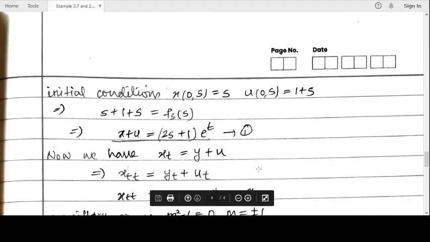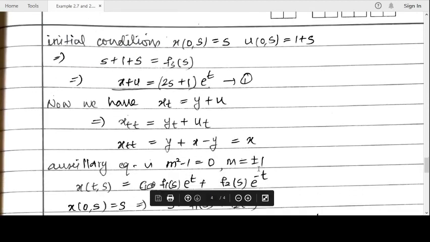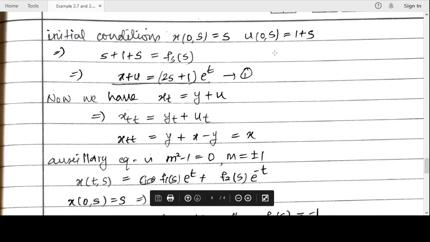Now we have the initial conditions: x at (0, s) is equal to s and u at (0, s) is equal to 1 plus s. So when you apply the initial condition, you will get f3 of s is equal to 2s plus 1. So we are getting x plus u equal to (2s plus 1) times e raised to t.